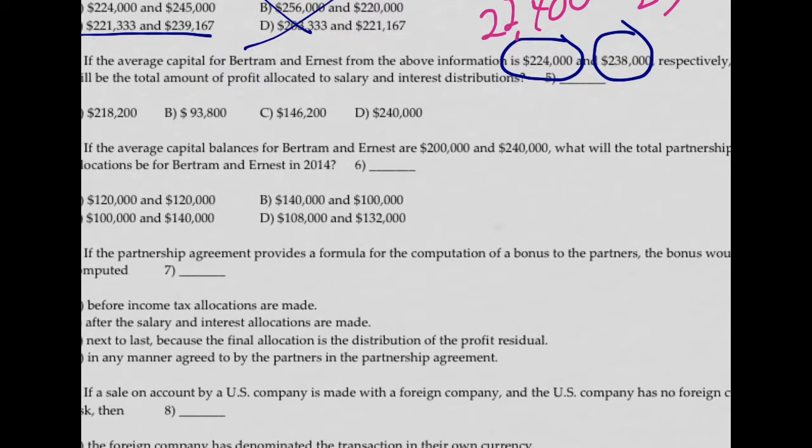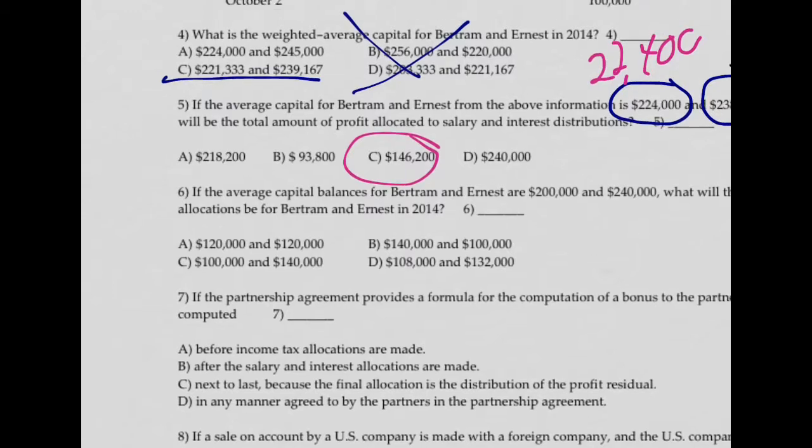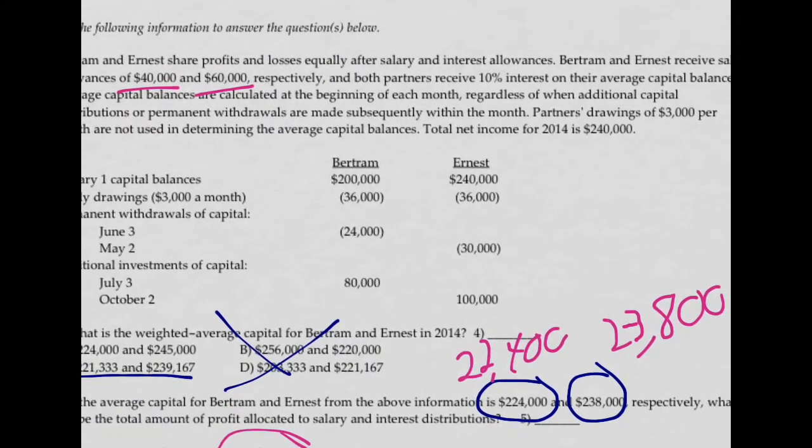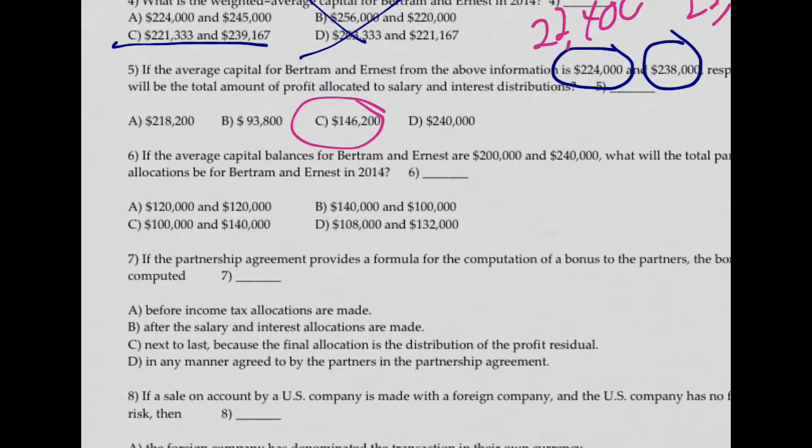146.2. The answer is going to be C. Correct answer. Number 6. So all we did there is we just showed how much is total salary and interest based on the agreement. All these problems are just asking you to read the agreement. It's 10% interest on the average, and this is the salary amount. Just read the agreement.